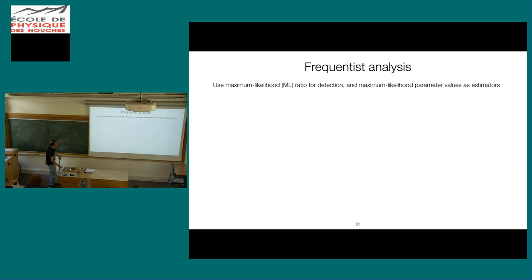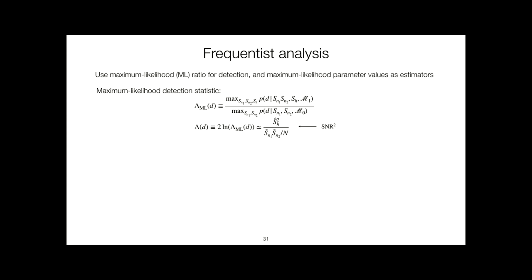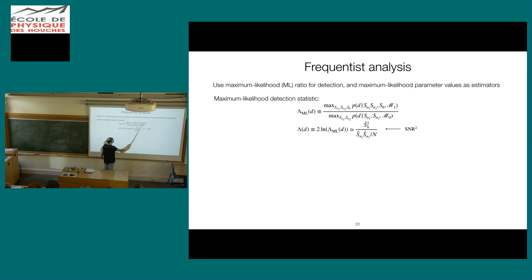From a frequentist point of view, what you would then do is take the maximum of the likelihood ratio. You use that as a detection statistic, and you take the parameters that you get by maximizing the likelihood as the estimators that you use for those parameters. More explicitly, these are your likelihoods for the signal plus noise model. This is your likelihood for the noise-only model here. You maximize this likelihood with respect to the signal plus noise parameters. You maximize the likelihood here for the noise-only parameters, and then you divide. So that's the maximum likelihood ratio detection statistic.